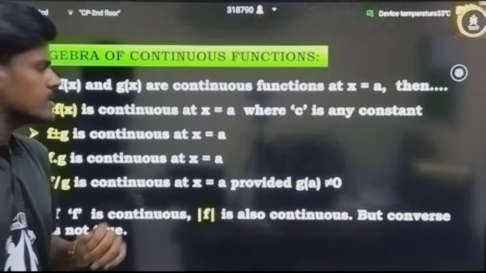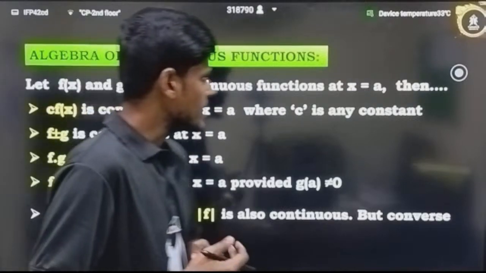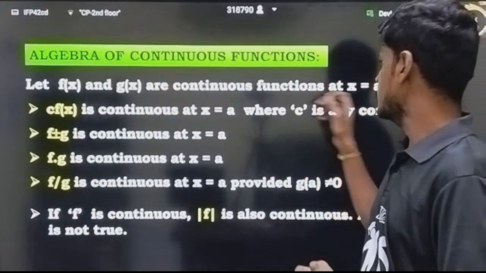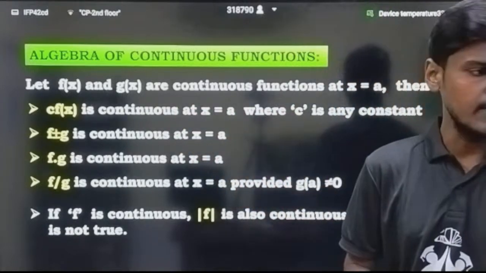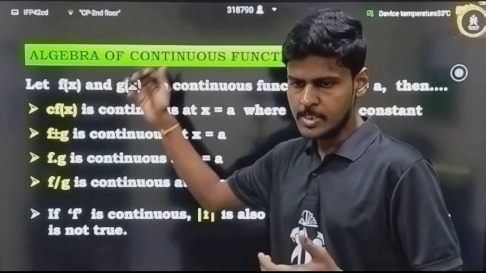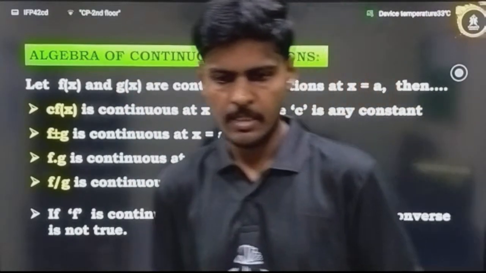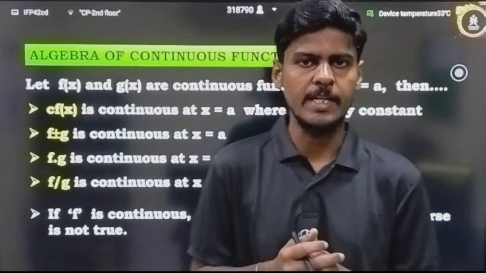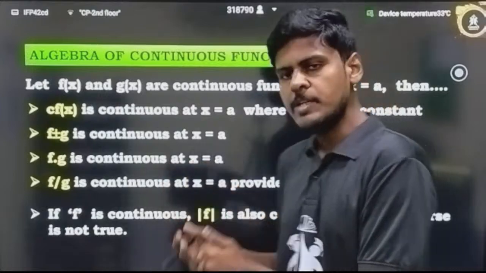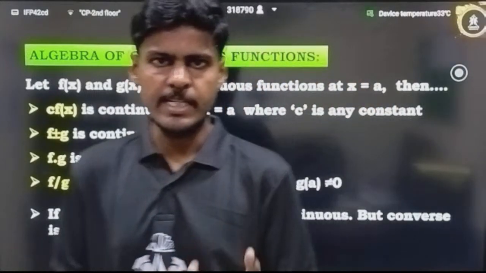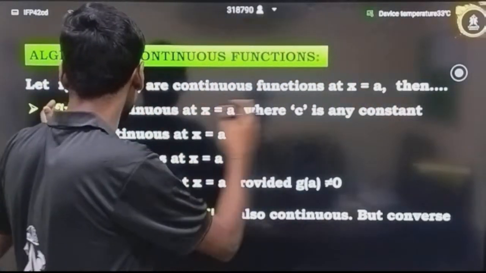Algebra of continuous functions. If f of x and g of x are continuous at x equal to a, then c into f of x is continuous at x equal to a. What does it mean? Suppose sin x is continuous. It is continuous in all real numbers, we already know. That means 2 sin x will also be continuous. Minus 3 sin x is also continuous. That is what this property means.